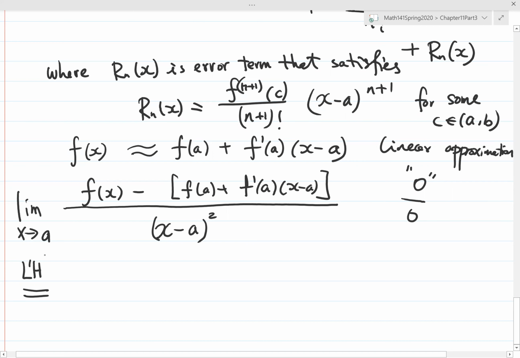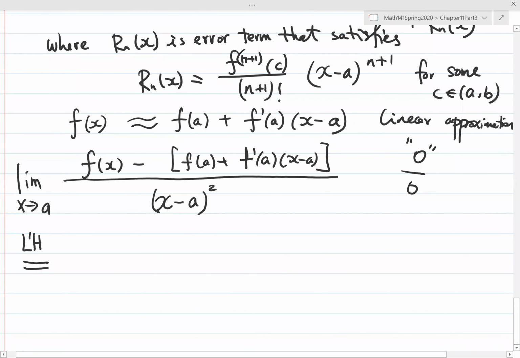then you take a derivative. The derivative of f gives f'(x). Now f(a) vanishes, and then the degree 1 term, you get its coefficient f'(a). This is the numerator. In the denominator we get 2 times (x minus a), limit as x goes to a.